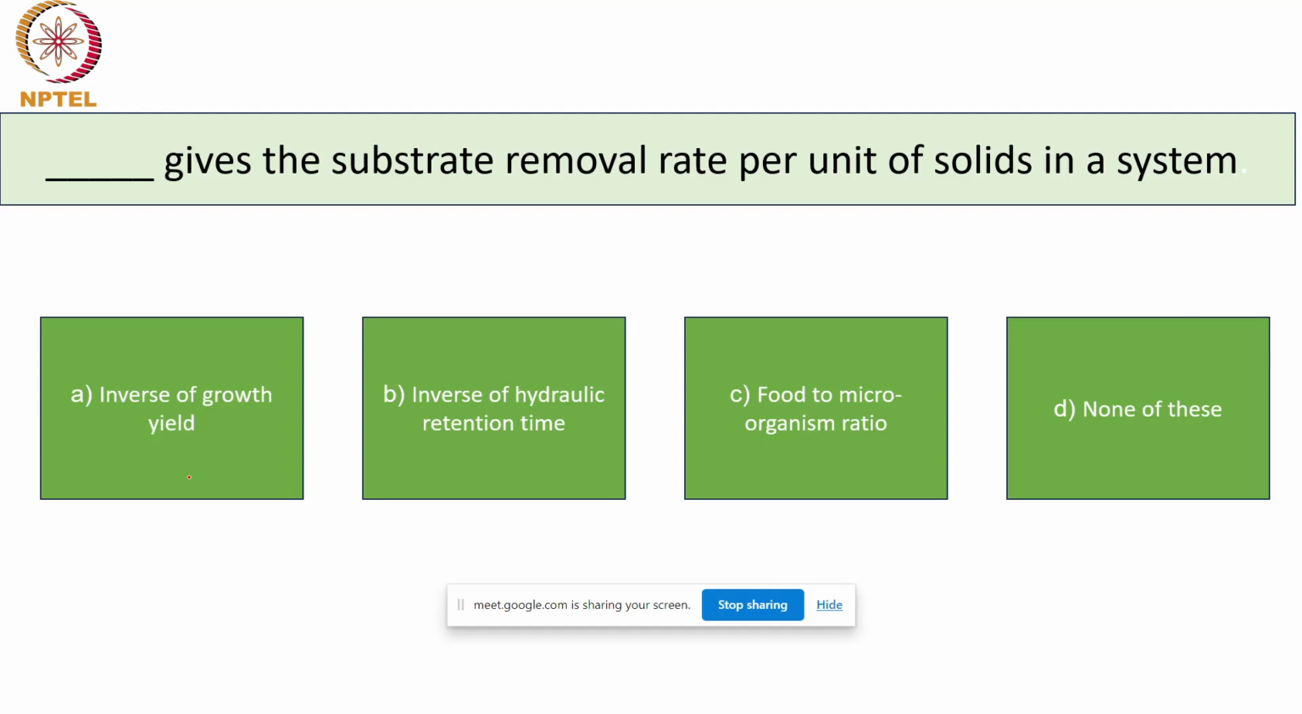It is option C. Can you tell how it came? Option C. Can you explain? Basically, the food to microorganism ratio is the ratio of the mass upon volume. Yeah, you are correct, Bhupenda.